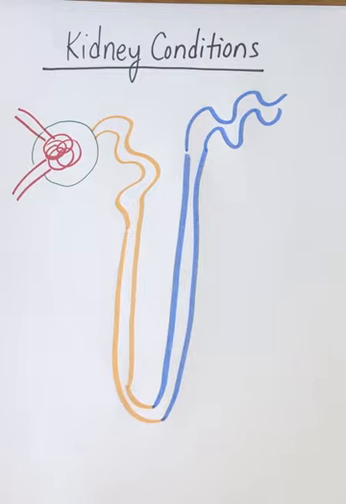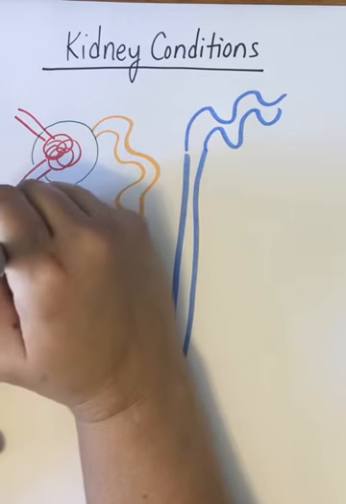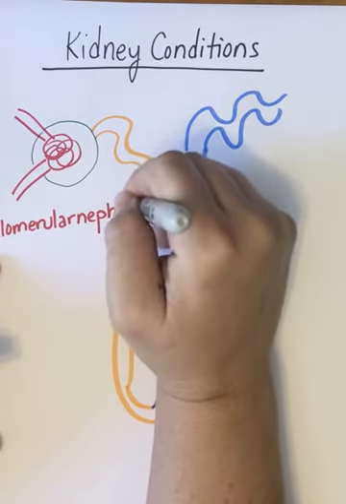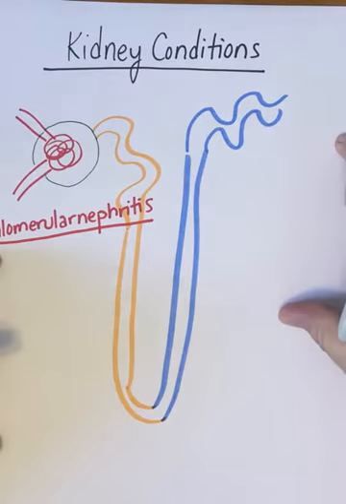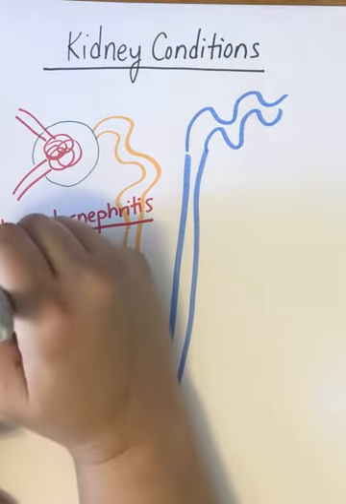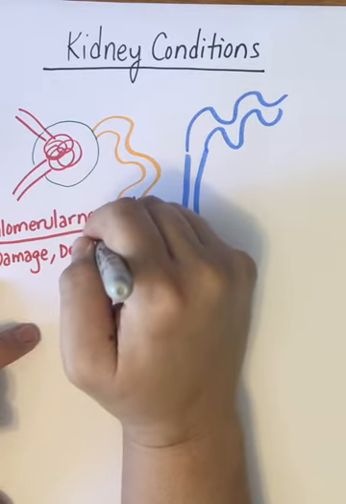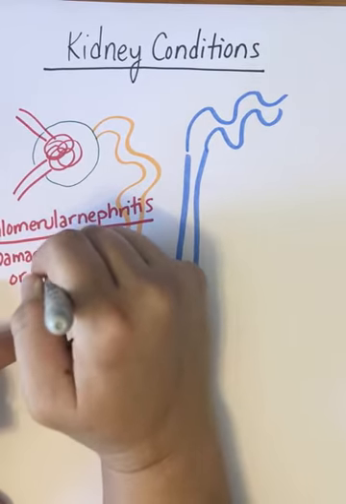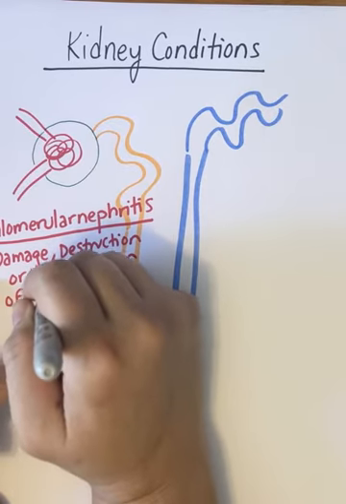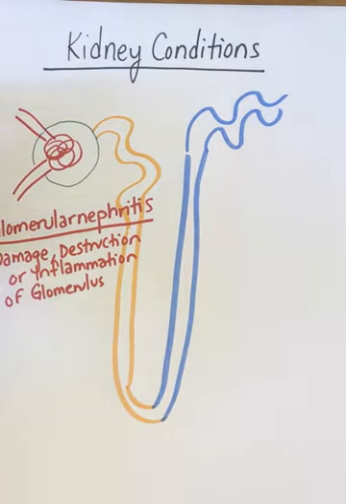So the first condition that I want to talk about is called glomerulonephritis. So it involves the glomerulus. Glomerular nephritis. So we are looking at the nephron. This whole thing's the nephron. We've got the renal corpuscle and the tubules. So when you say glomerular nephritis, basically you have damage, destruction, or inflammation of the glomerulus.